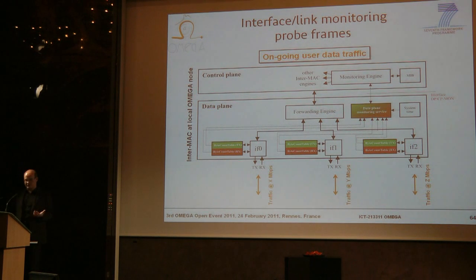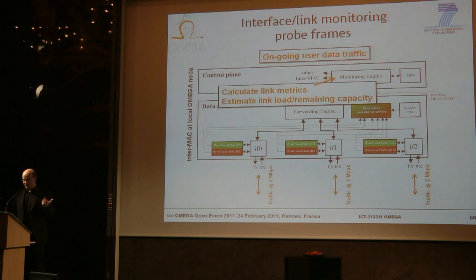Now, consider ongoing user data traffic. Each interface may be delivering a certain traffic at a certain bit rate, and a table which is located in the data plane counts the number of bytes which have been transmitted over this interface. And by means of this, for example for power line communication, or also for internet, it is possible to estimate the link load and the remaining capacity at this interface, at this node. And of course you can calculate link metrics if you have some sophisticated algorithms which need these basic information.